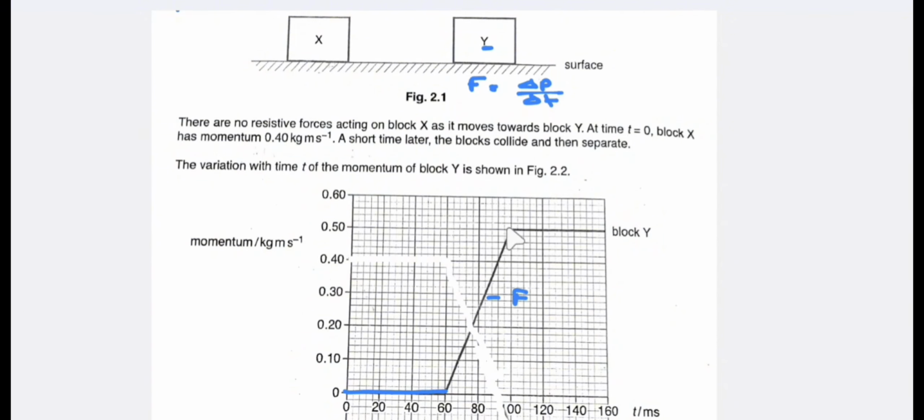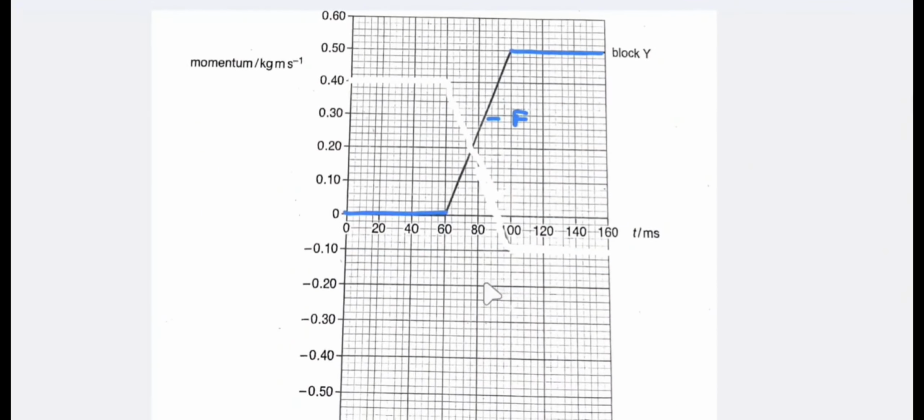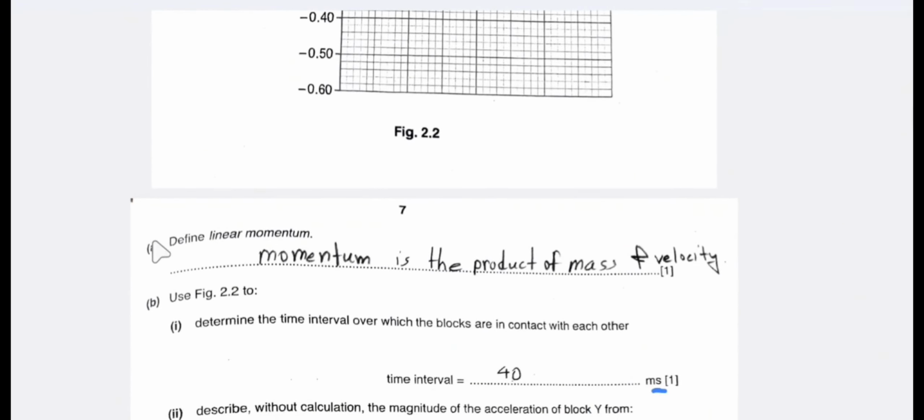And after the collision, there is no force acting. Since after the collision there are no forces acting, the resultant force becomes 0. So the change in momentum is 0 and the momentum again reaches a constant value. Then, define linear momentum. Linear momentum, or momentum, is the product of mass and velocity.